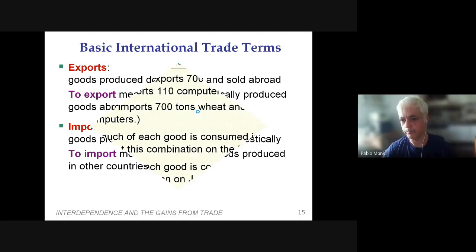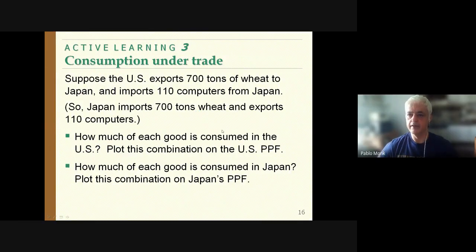Okay, cool. Great. So let's say the US exports 700 tons of wheat to Japan and imports 110 computers from Japan. So what does that mean? Japan will import 700 tons and export 110 computers, right? So they decided to do some trade. America's selling wheat to Japan. Japan is selling some computers to America. Okay. So then what we're going to see is how much of each of these goods is consumed in the US.